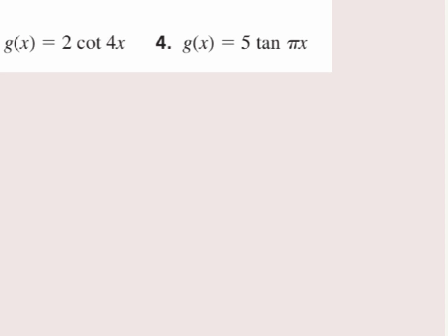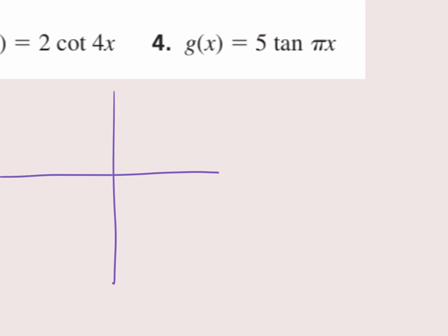All right, let's look at number 4. So I'm going to draw my graph. What is my height of the graph going to be? 5. So I'm going to go up 5 and down 5. Now, how do I find the asymptotes?